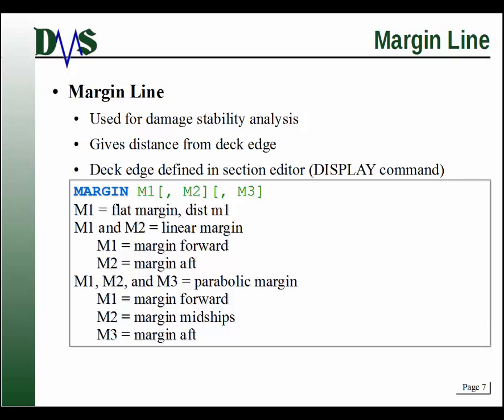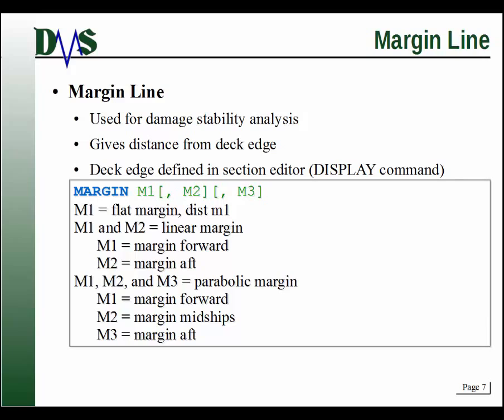So GHS allows several options for how to define that. And this is just defined as a specific distance, so it's not as coordinates or anything. So for example, you have it as the command margin and M1, M2, and M3. So if you were only to define M1, GHS assumes that it's a flat margin line. It's a straight distance. Now, that does not mean that GHS creates a flat line. The line will follow the curve of your deck edge, but it will always be the same distance below your deck edge.